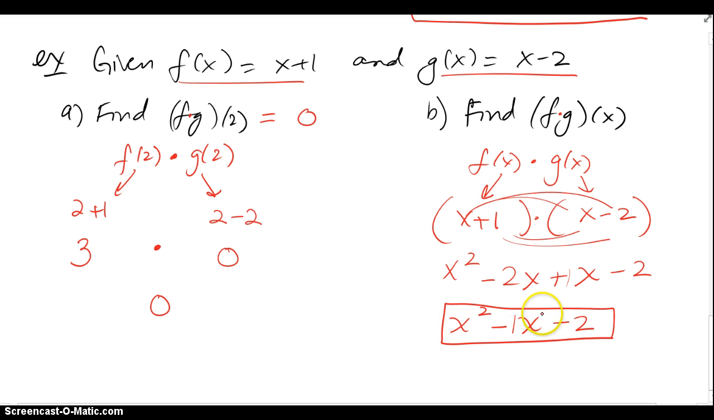Again, this is the global one for all x's. This is the one instance for the x value of 2. So if I check and I put a 2 in here, that's going to give me 2 squared minus 2 minus 2, which is 4 minus 4, which is the 0 I had gotten here. So this is the global function, the product of the two functions for all possible x values, whatever they give me. This is the product function only for the input of 2.